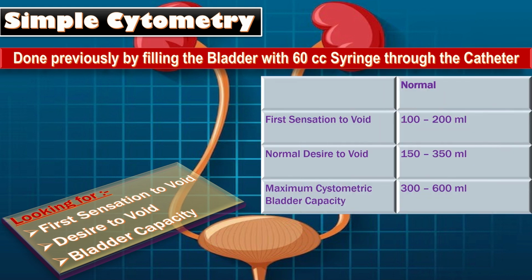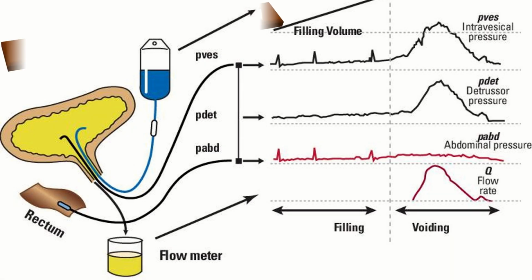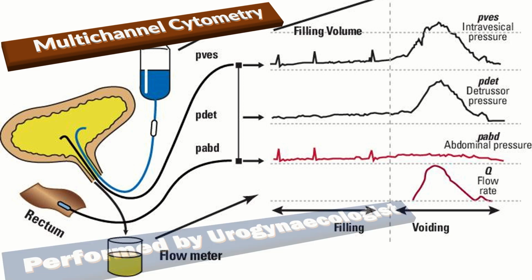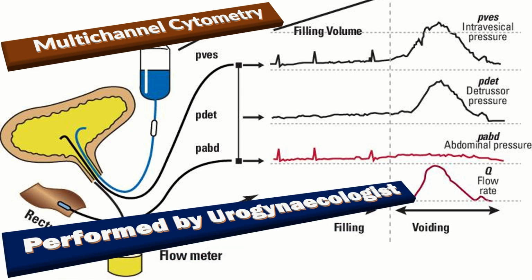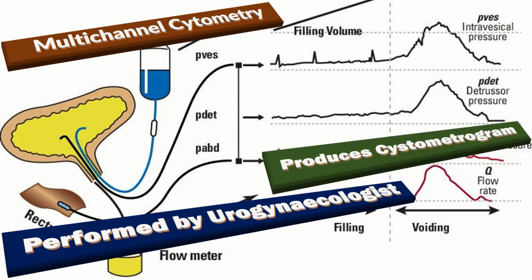The first sensation to void comes at 100 to 200 ml. At about 150 to 350 ml, there is normal desire to void. The maximum cystometric bladder capacity is about 300 to 600 ml. The multi-channel cystometry is performed by urogynecologists and it produces a cystometrogram. The multi-channel cystometry procedure is explained here.